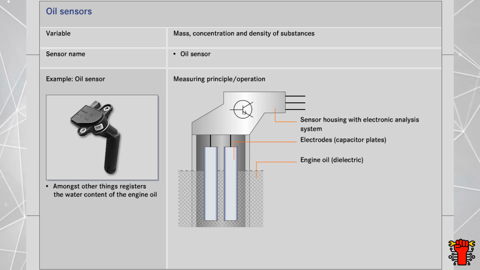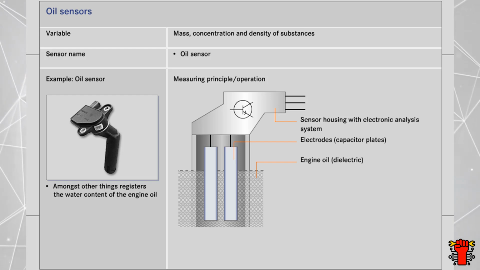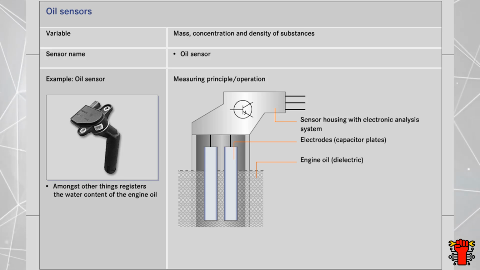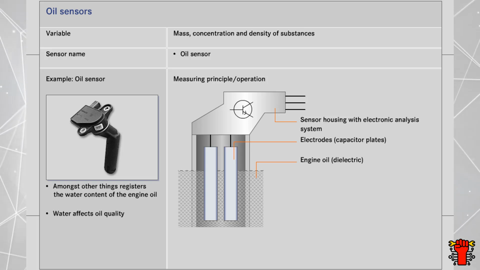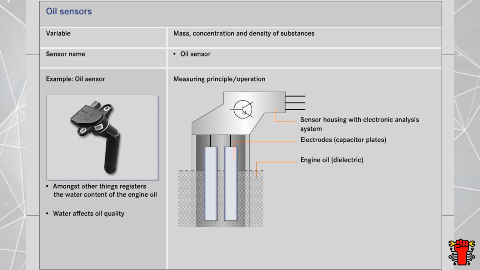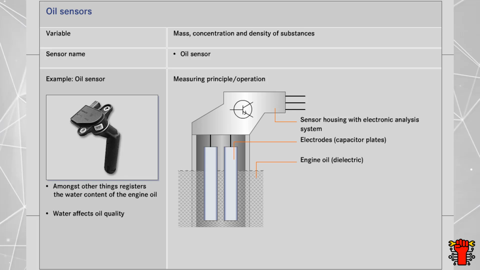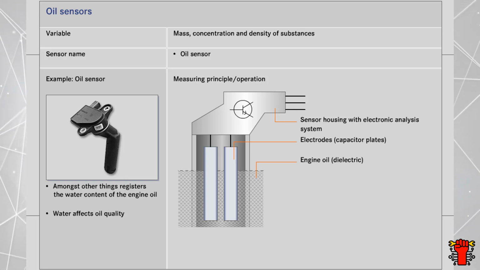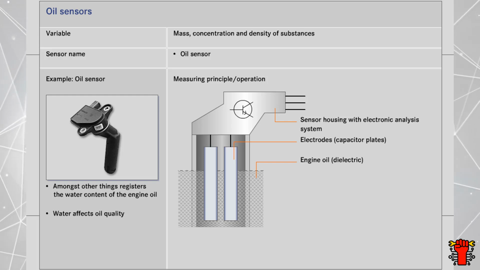The capacitor is part of an electric oscillating circuit in the electronic analysis system. When the engine is operating, small quantities of water vapor penetrate into the engine oil and over time will reduce the lubricating performance of the oil. The water content in the engine oil will, however, also change the oil's dielectric constant.